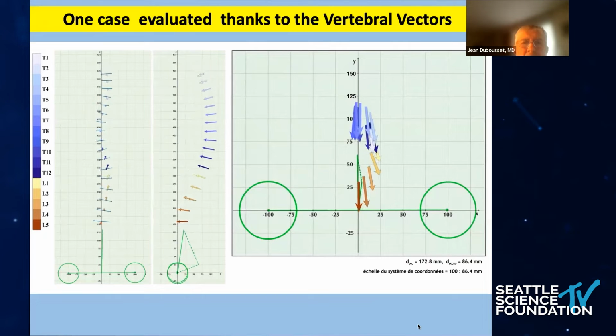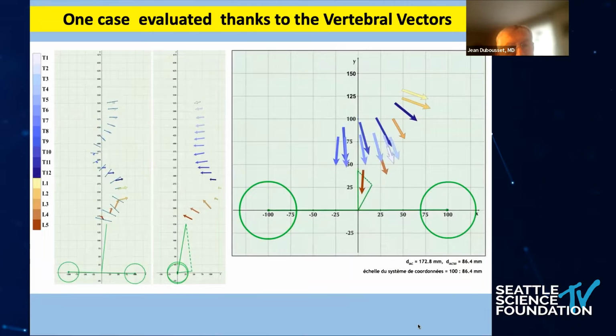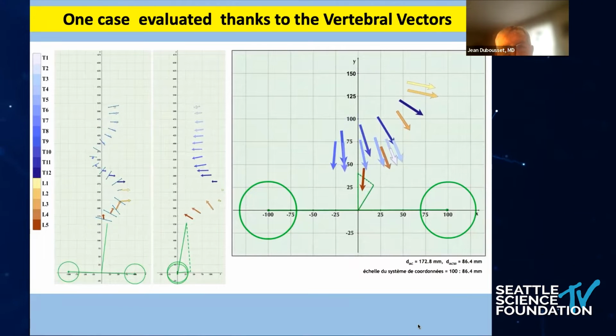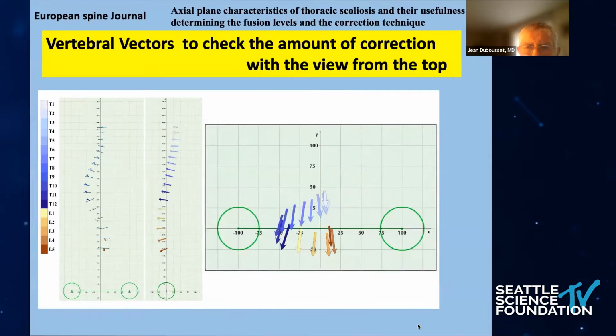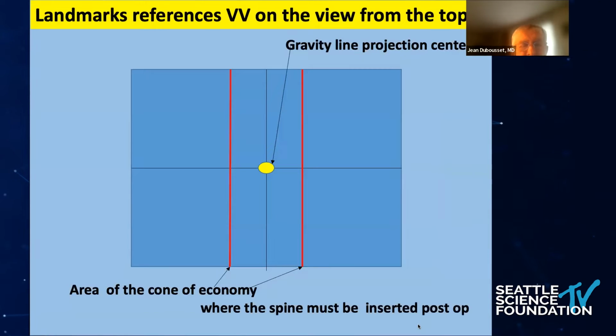One case you see here that you evaluate with the vertebral vector, you see very well on the frontal view, on the sagittal view, and on the top view, this motion that is on the horizontal plane. And in this case, you see clearly that the correction is not very complete, but you see very clearly the correction that you have obtained.